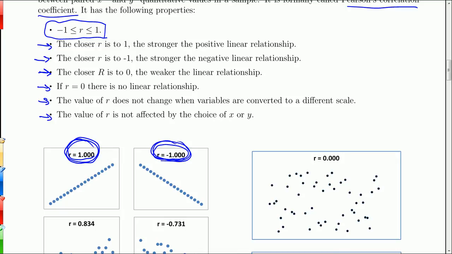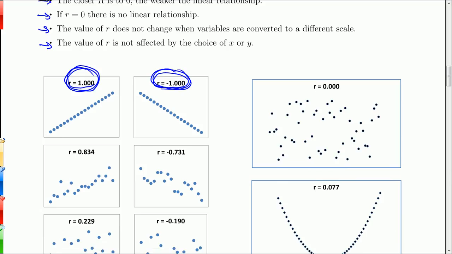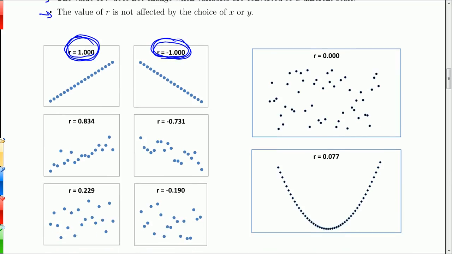So let's just get a look at what some of these R values look like. We looked at R equals +1. That's a perfect straight line. R equals -1, perfect decreasing line. R equals 0, sort of a shotgun blast.